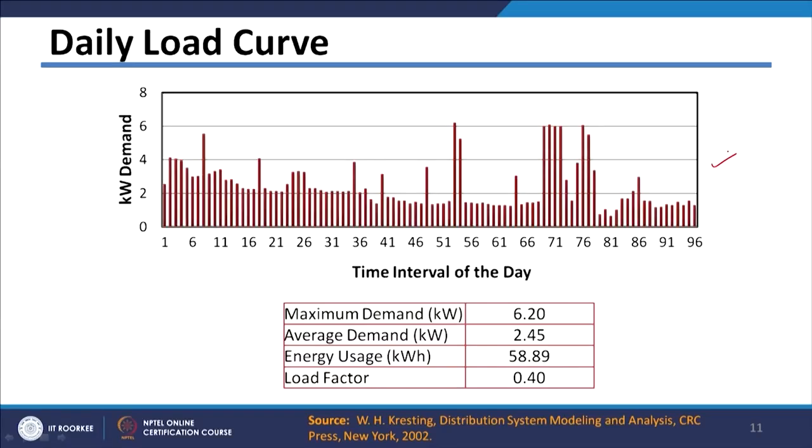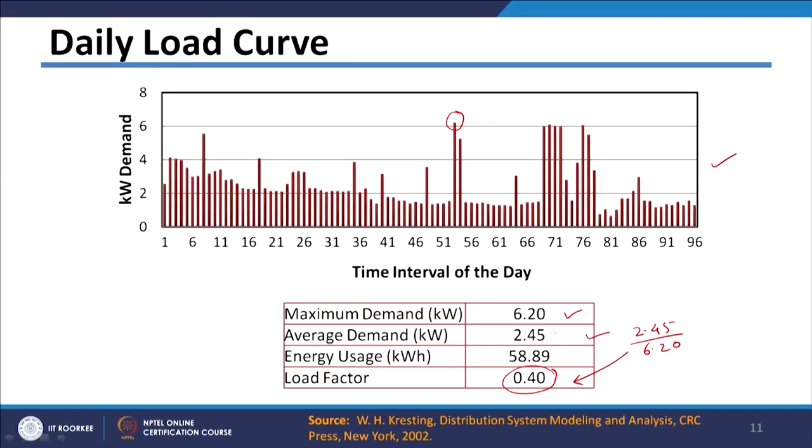here I have taken the consumption of one consumer for 24 hours and 96 slots. If you calculate the maximum demand of this consumer, it is 6.20, which comes at some time here, and then there is the average demand, which is 2.45, which is nothing but the total energy from this curve divided by 24 hours. And if you calculate the load factor of this consumer, it will be average demand divided by maximum demand. So 2.45 divided by 6.20 will give me this load factor.